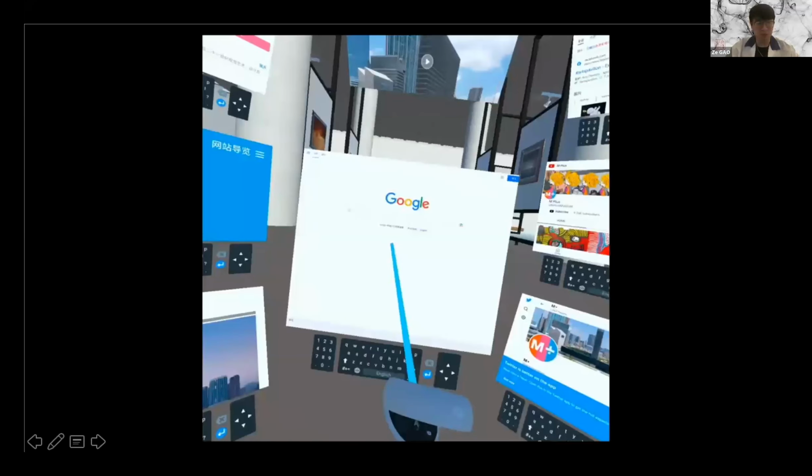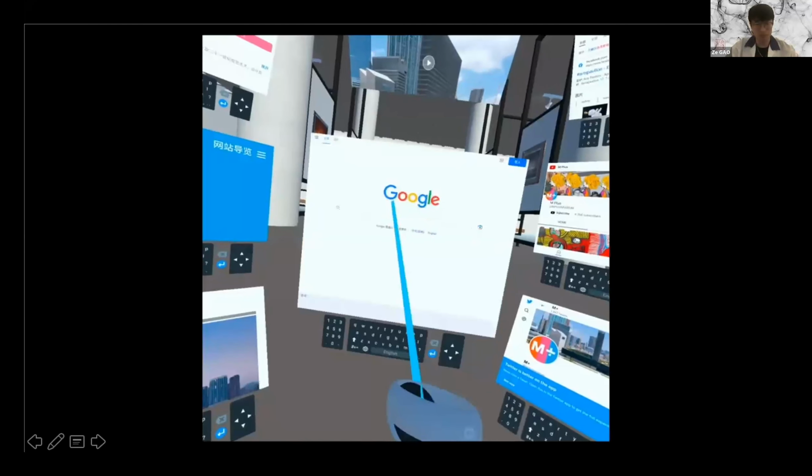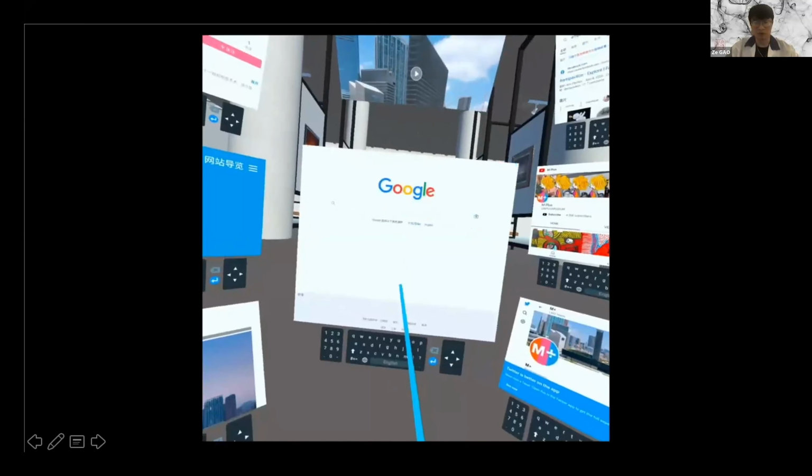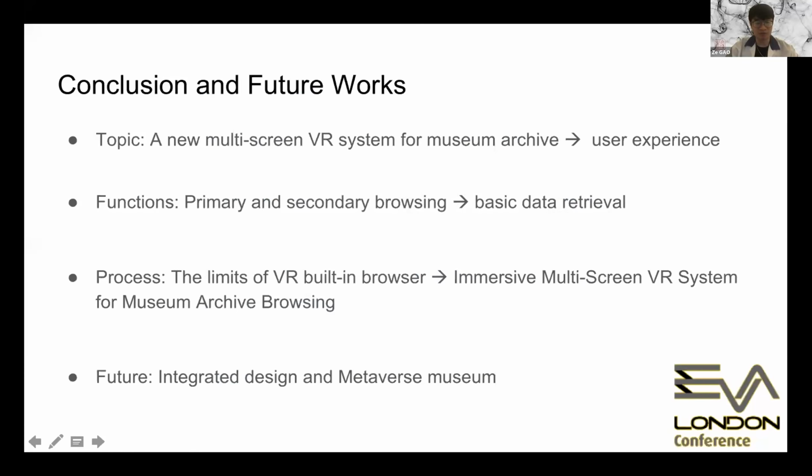The topic we are working on is a new multi-screen VR system for the museum archive, which greatly enhances the user experience. The function we are using is a primary and secondary browser. So we can put the important information in front of our eyes, and we can put the secondary information, not really important, far away from us.